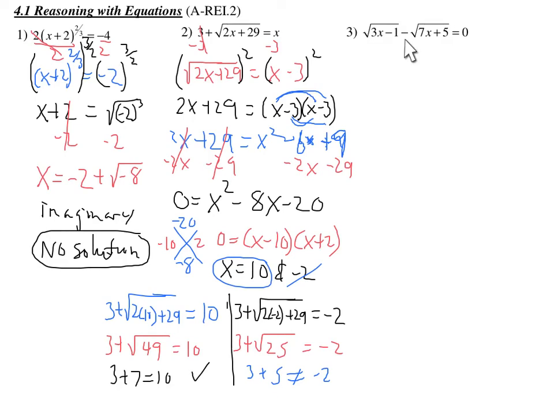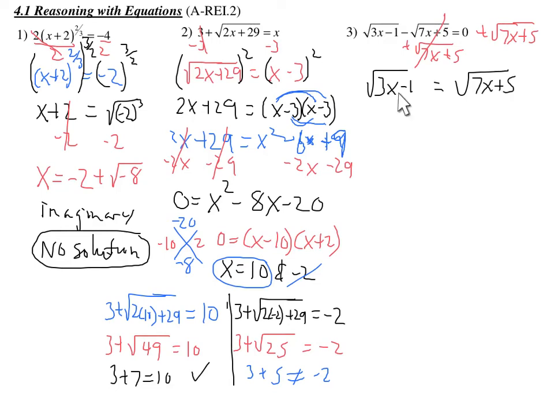To solve this last square root problem, we want to get the square roots isolated. Since you have two square roots here, can we move one of them over? Yes. So I'm going to move the one that has a negative over to the right side. So I'm going to add this square root over to here. That's gone. I now have the square root of 3x minus 1 equaling the square root of 7x plus 5.